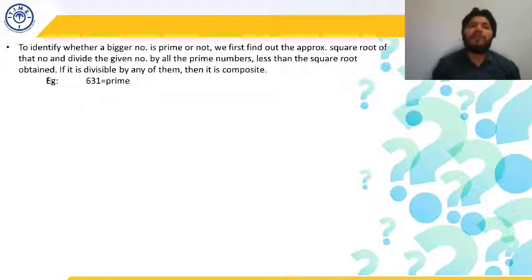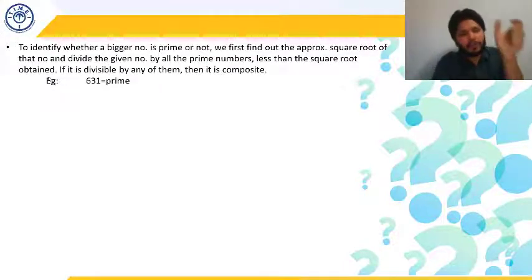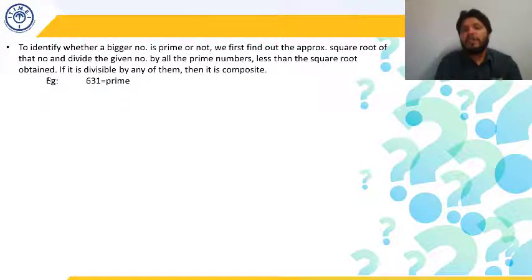Oh sorry, 625, not 621, my mistake. So the perfect square closest to 631 is 625. And what is the square root of 625? It is 25. So what is the square root of 631? It should be 25 point something, because 631 is greater than 625 and the square root of 625 is 25. So the square root of 631 is going to be 25 point something. So now what we need to find out? We need the approximate square root of 631, which turns out to be 25 point something.